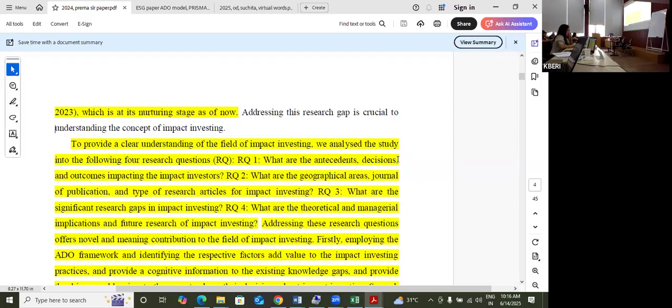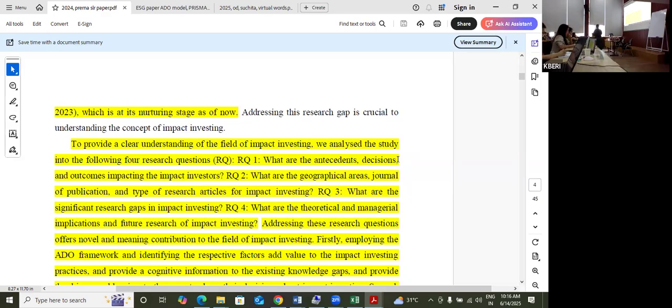What are the geographical areas, journals of publication, and types of research? What are the significant research gaps? What are the theoretical and managerial implications and future research of impact investment? So these four questions remain the same for each and every one of us. So this is the ADO model.